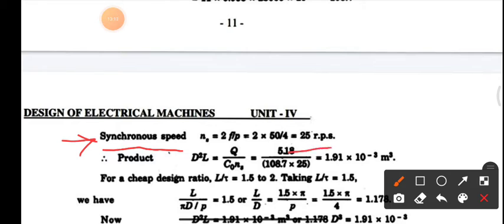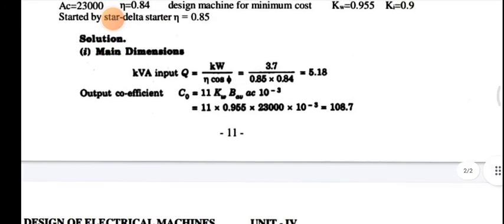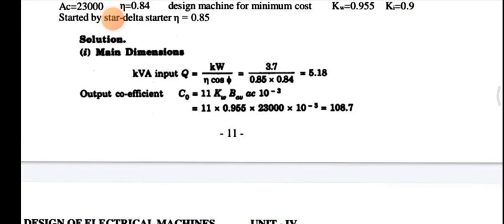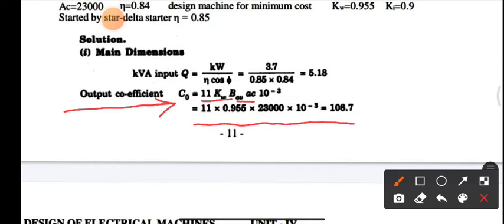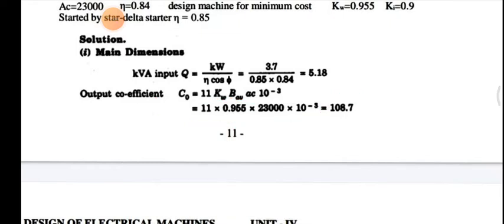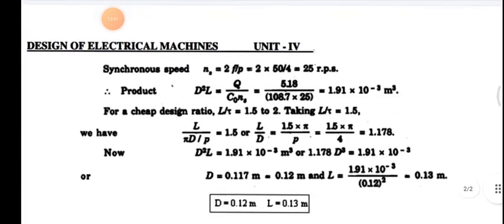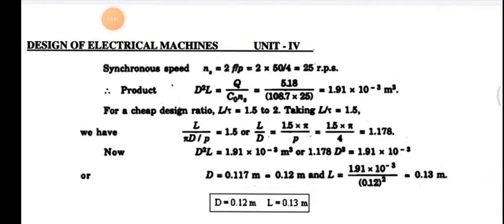Now we have 2 steps completed, so we can go towards our step number 3, that was to calculate the output coefficient. Now the output coefficient C0, we have equation 11 kW BAV AC into 10 raised to the power minus 3. All the values are available with us. We can directly place those values and we will have the answer for the output coefficient. Now after calculating the output coefficient, we need to calculate the volume, right?